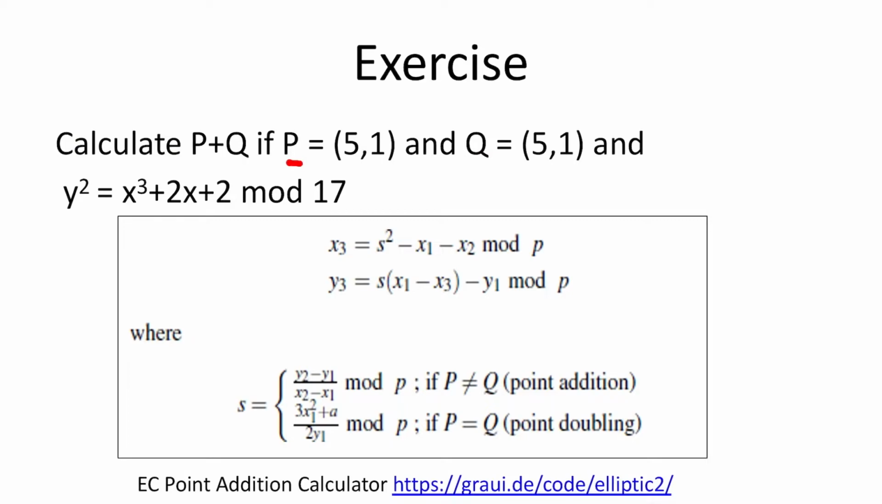Now pause here and add the points P equal to (5, 1) and Q equal to (5, 1) using this elliptic curve over the finite field and these formulas. You can also use the point addition calculator at this link to verify your answer.